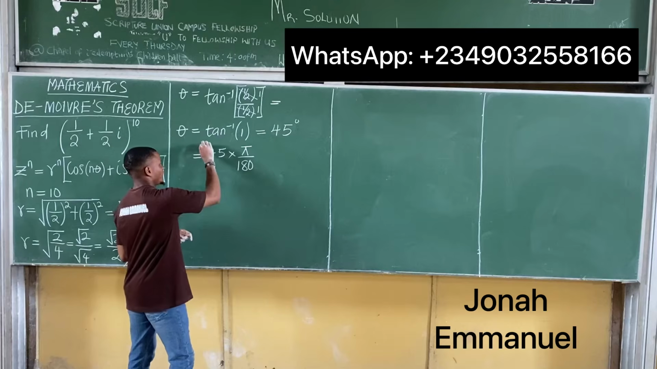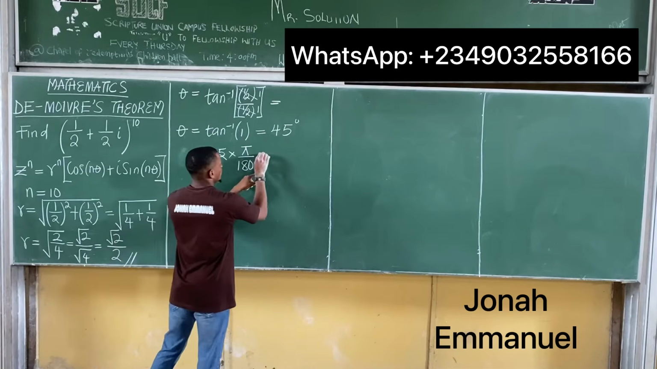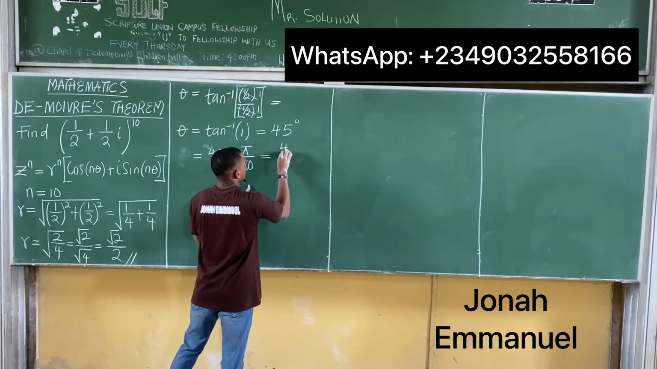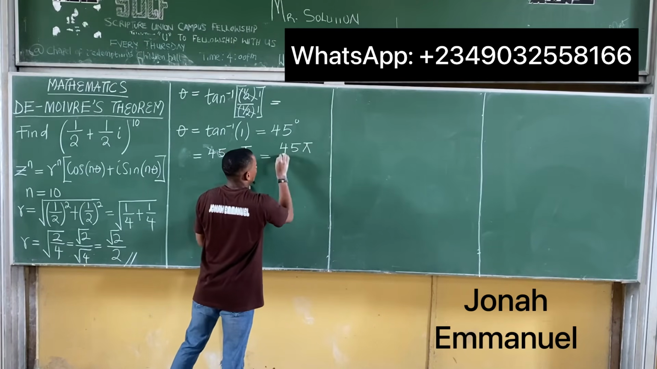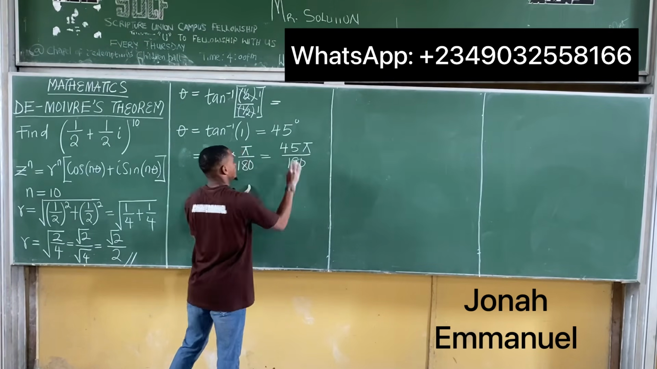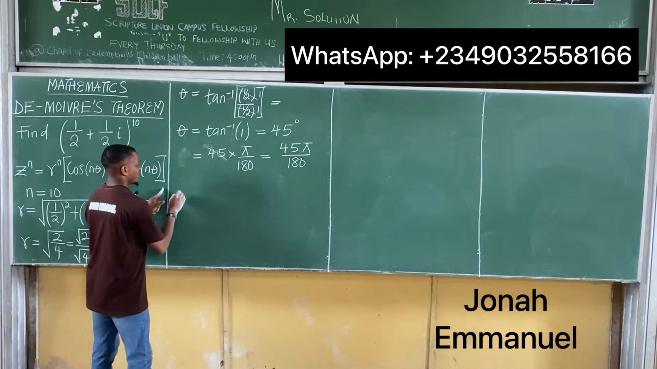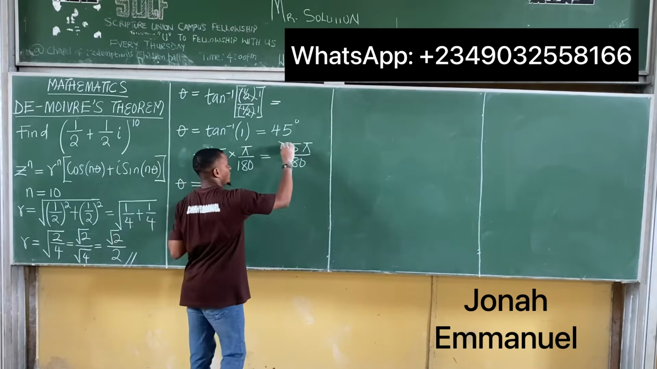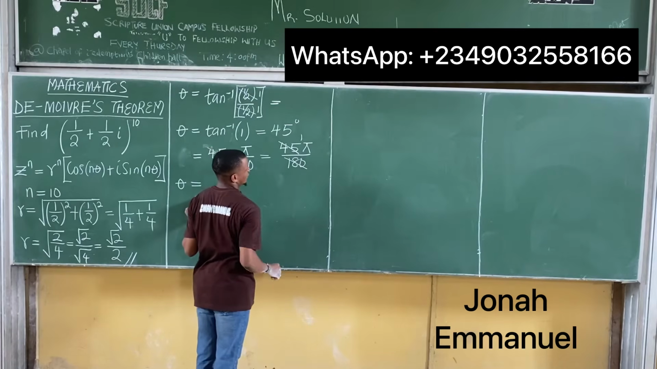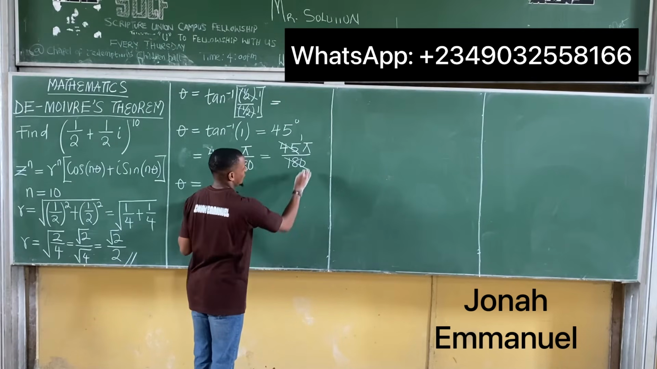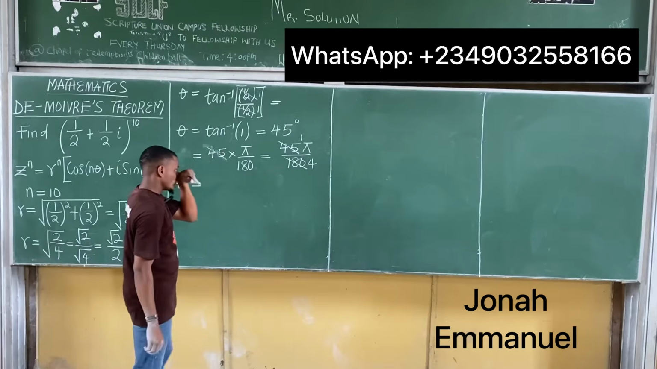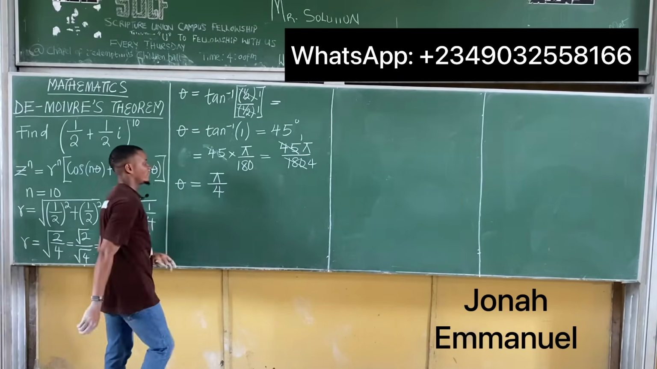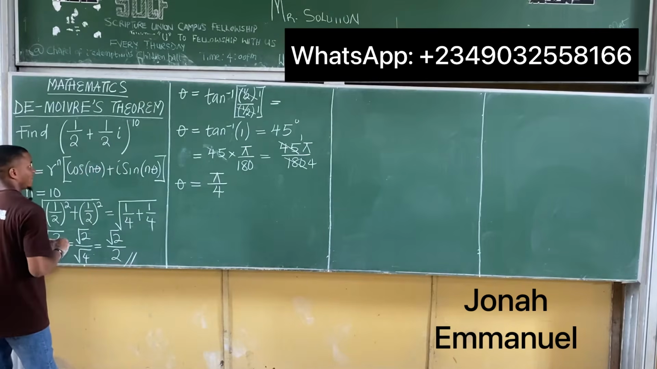So that's equal to 45 pi all over 180. So the theta, the angle here, is 45 over 180, which is about 1 over 4 of pi. So that should be equal to pi over 4. So theta is equal to pi all over 4. So that's my theta, the angle.